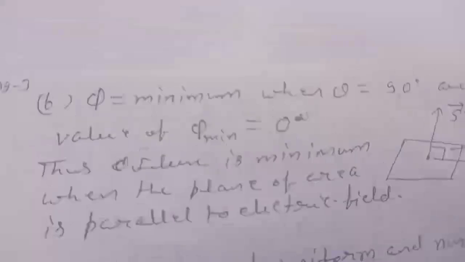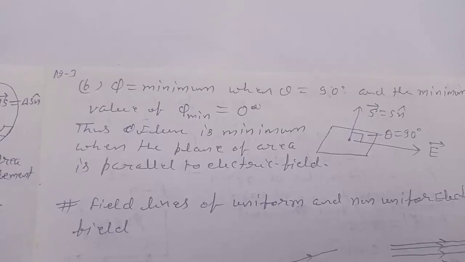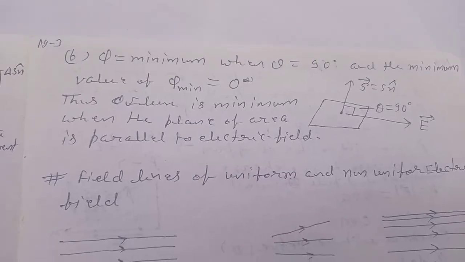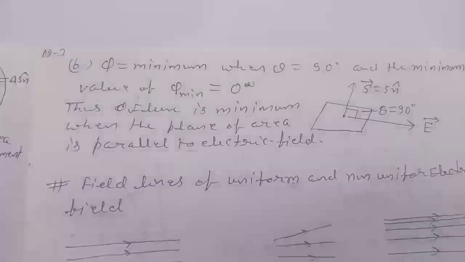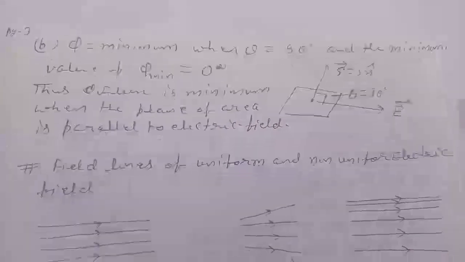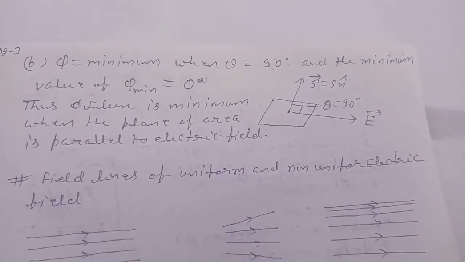Phi is minimum when theta equals 90 degrees, and the minimum value of phi equals 0. The flux is minimum when the plane of area is parallel to the electric field.